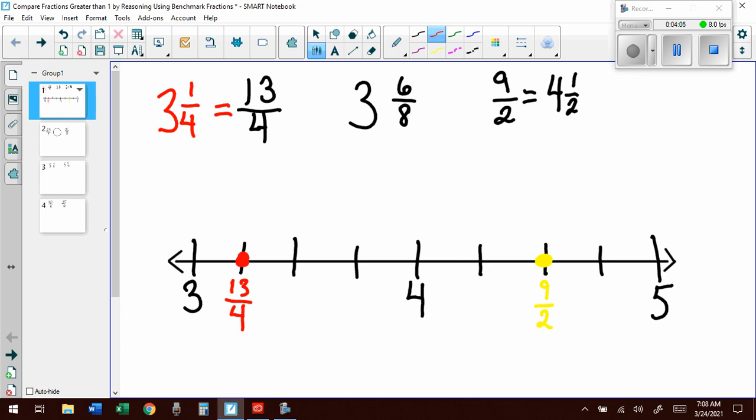And now our last one, we need to partition our number line into eighths. So partition each whole into eighths. And we have the whole number of 3. And we need to go 6/8. So the whole number of 3. 1, 2, 3, 4, 5, 6/8.